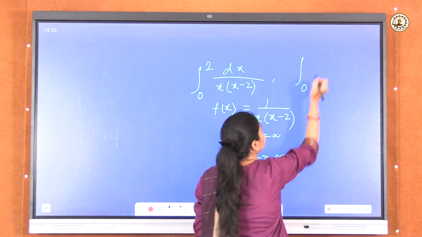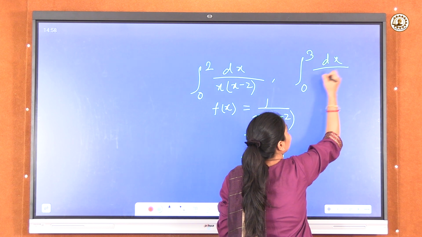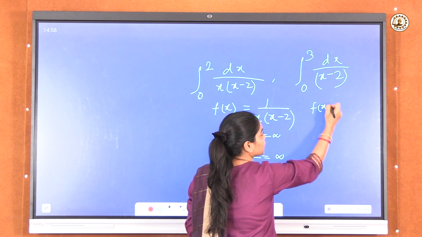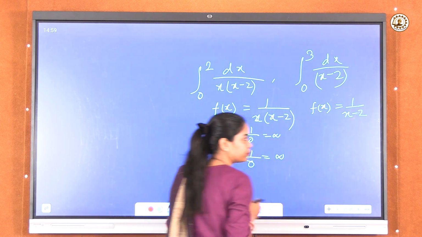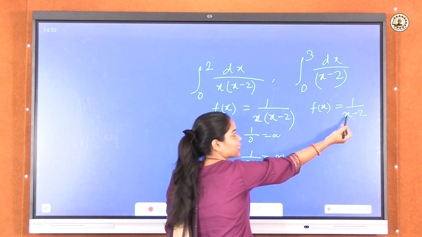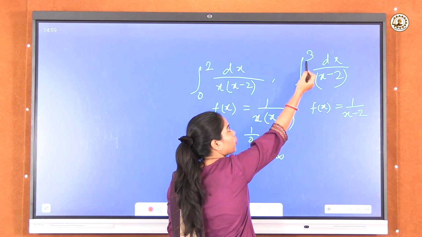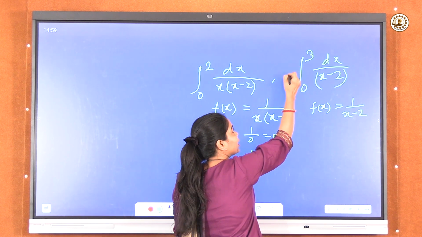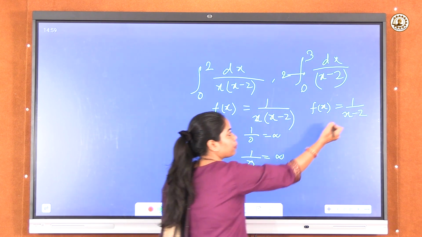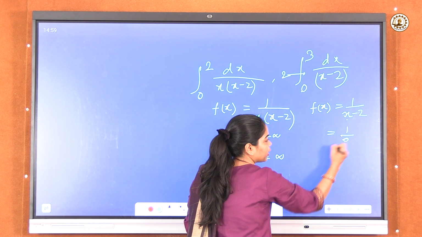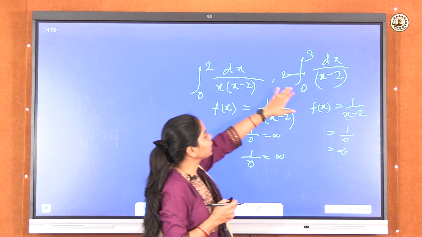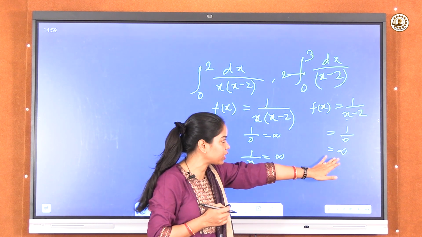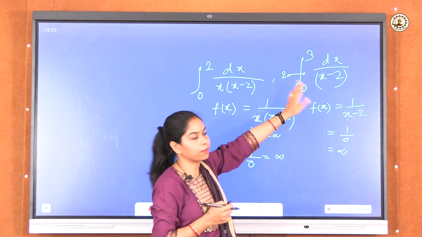Otherwise, if we take this example, 0 to 3 dx by (x minus 2). Here our function f(x) is 1 by (x minus 2). Now the lower limit is 0. If we put 0 here, no infinite value. If we put 3 here, no infinite value. But in between 0 and 3, there is a point 2. And if we put 2 here, we get an infinite value. So if between the lower limit and upper limit there is any point where the function has an infinite value, this integral is also an improper integral.